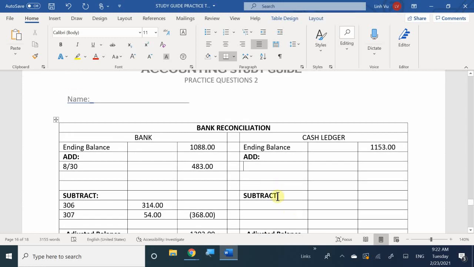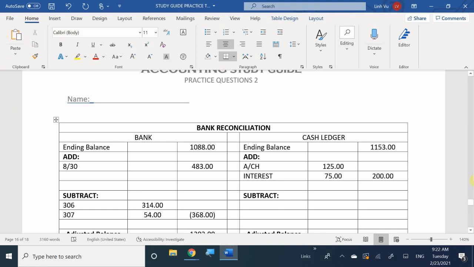So ACH for 125 and interest for 75, right? Yes. So what is my total amount that I need to add here? 200. Okay.